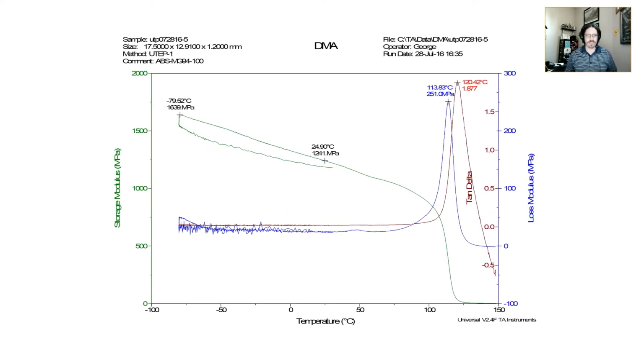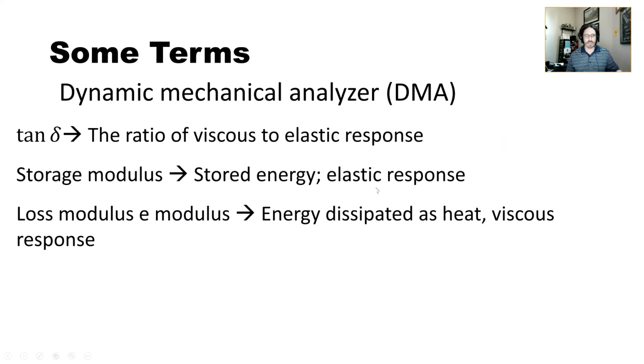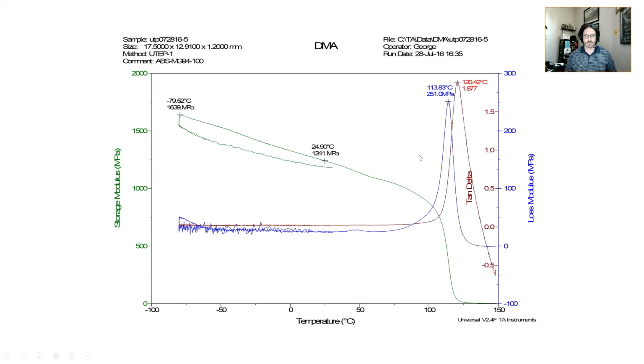How we determine this, and this is probably a kind of bad example. I have better examples than this that I'll show you later. This was actually run for me by a colleague in Cleveland, Ohio, I believe, or Columbus, Ohio. What we have here is our storage modulus, and if we go back and realize, our storage modulus is the stored energy of the elastic response. Loss modulus is this blue line, and then tan delta is this brown line, okay?